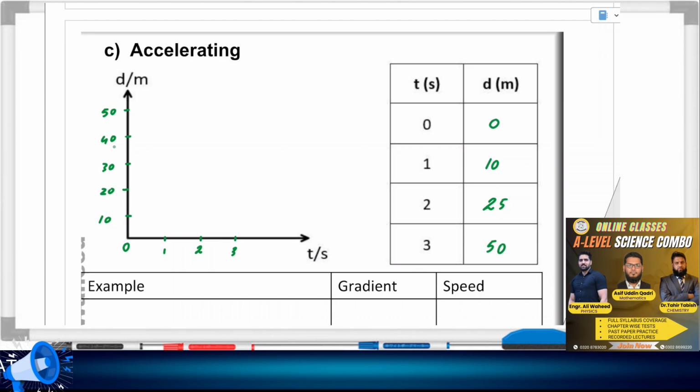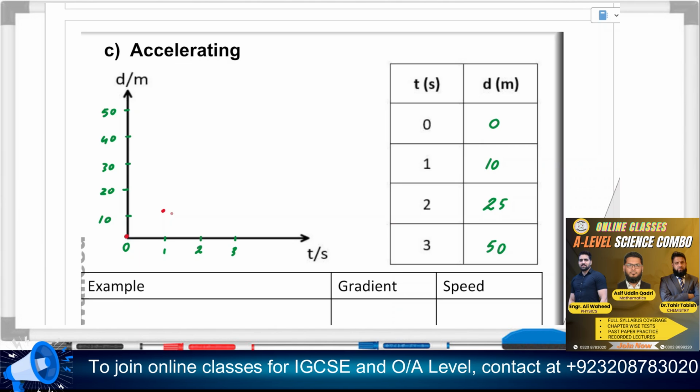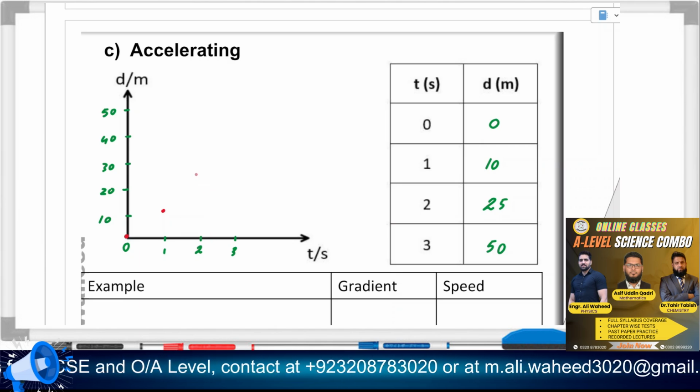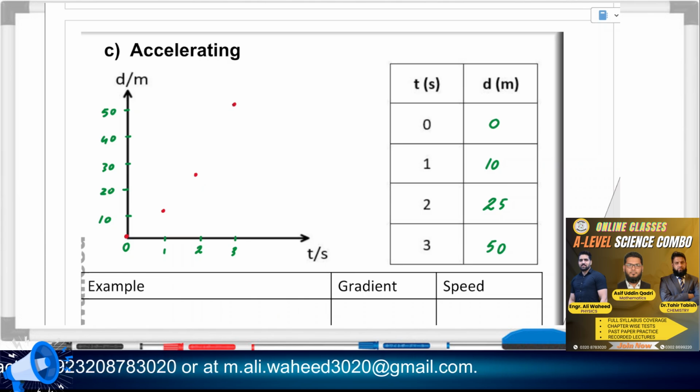So what do we know about the vehicle? We'll comment afterwards, but let me draw the points first. The first point is 0 against 0. It would be located over here. 1 against 10 over here. 2 against 25, which is in the middle of 20 and 30, over here. 3 against 50 would be over here.